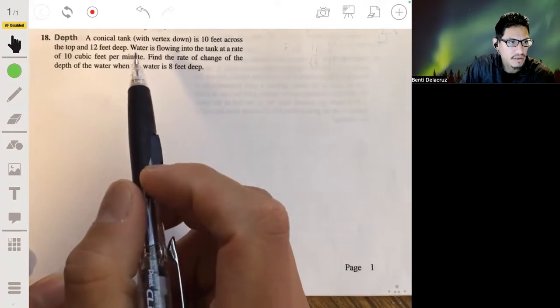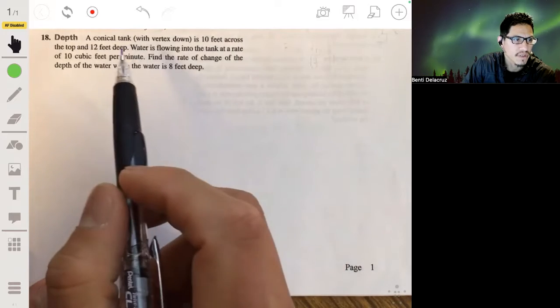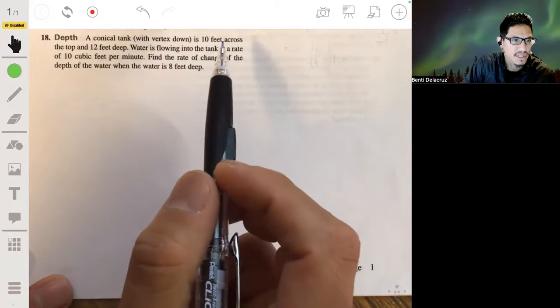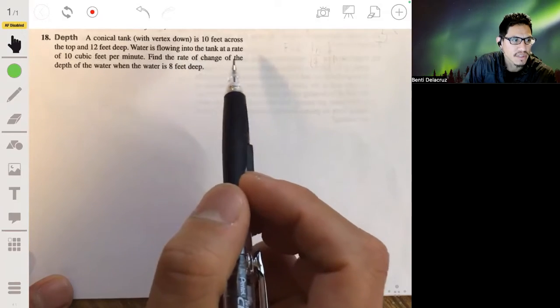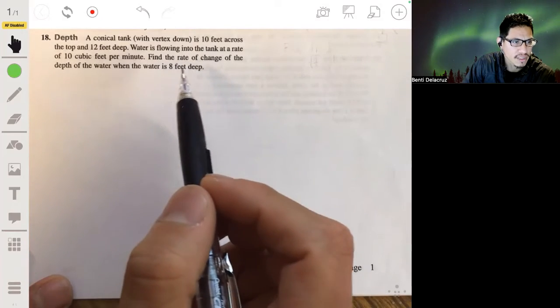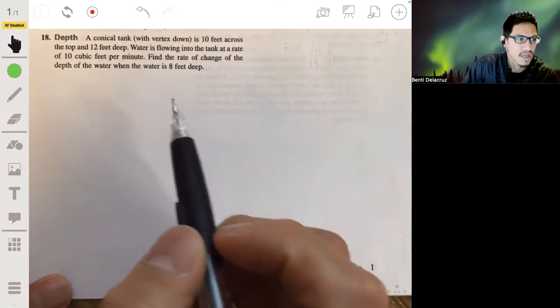All right, here we have a conical tank with the vertex down that's 10 feet across the top and 12 feet deep. And it says water is flowing into the tank at a rate of 12 cubic feet per minute. Find the rate of change in the depth of water when the water is 8 feet deep. So let's draw a picture of what's going on here.